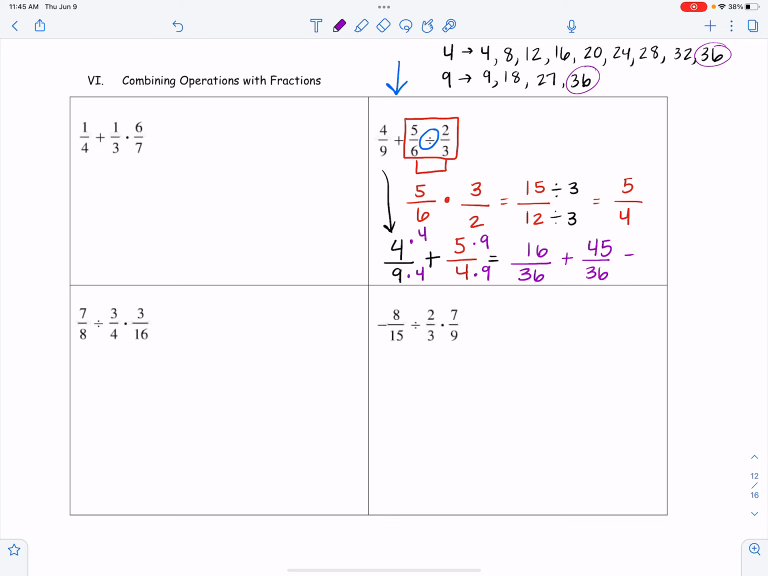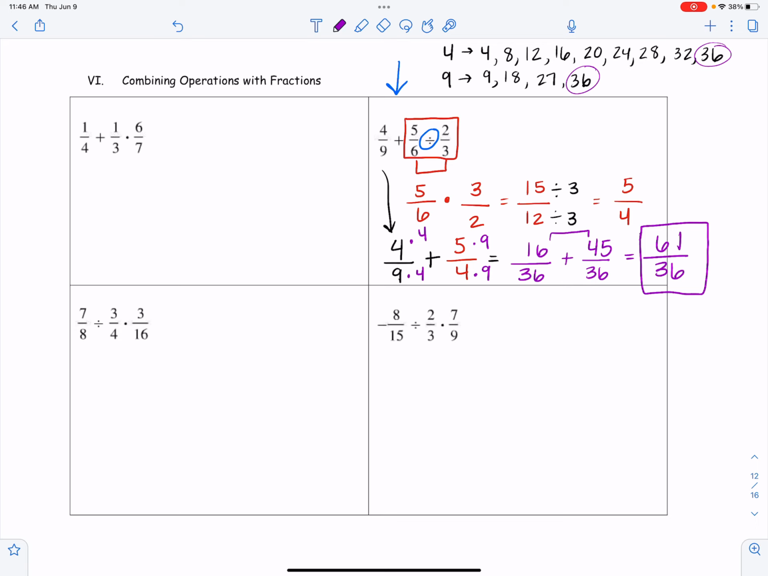And now that we have a common denominator, we keep the common denominator. We add the numerators together. 16 plus 45 is going to give me 61. This cannot be simplified any further. And so my final answer here would be 61/36. You could technically write that as a mixed number if you needed to, since it is an improper fraction, but technically either of those forms would be okay.